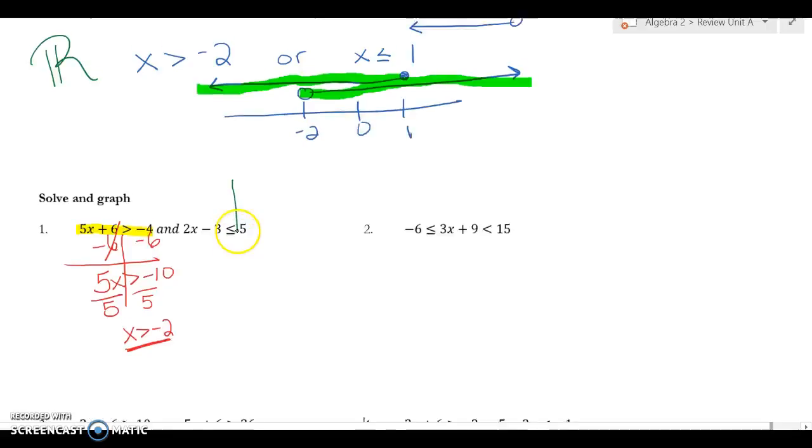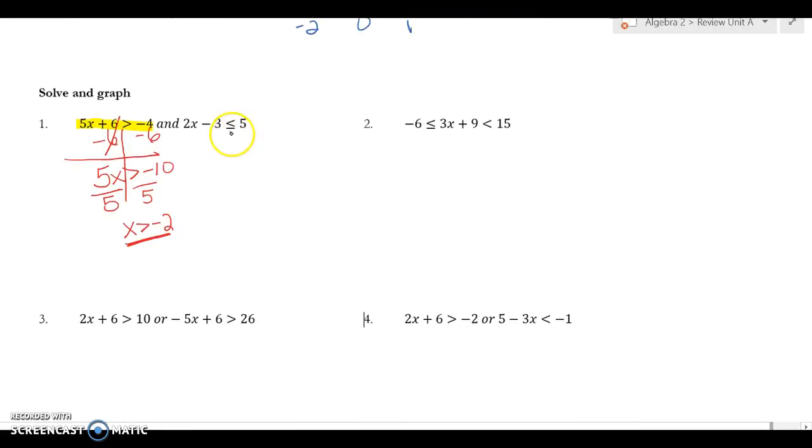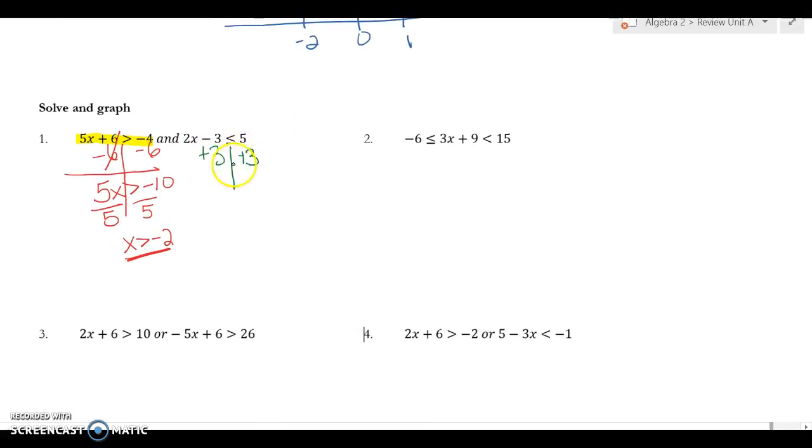Now I need to do the other answer over here. And so again, I draw my line down. And to get rid of a -3, I add 3. And then bring down my 8. And I divide by 2 and I get 8, or not 8, but 4. And so I have -2 and +4.